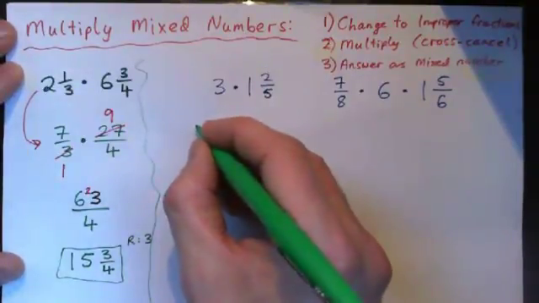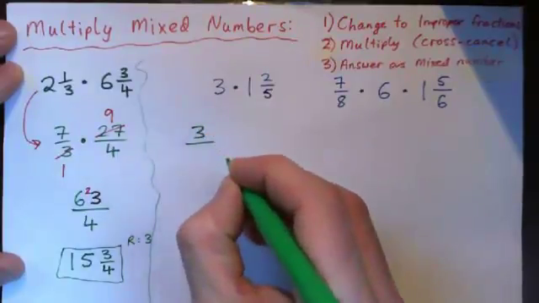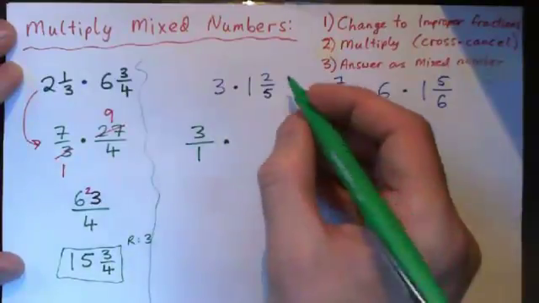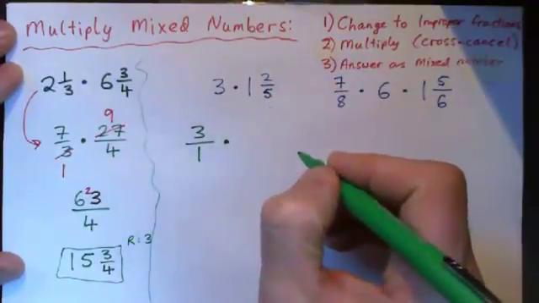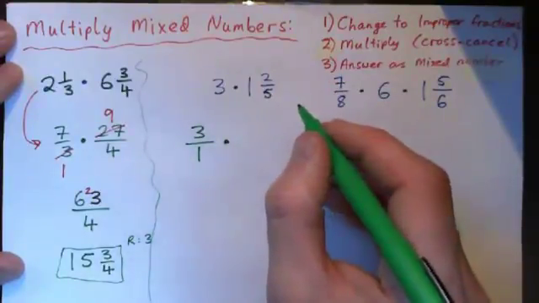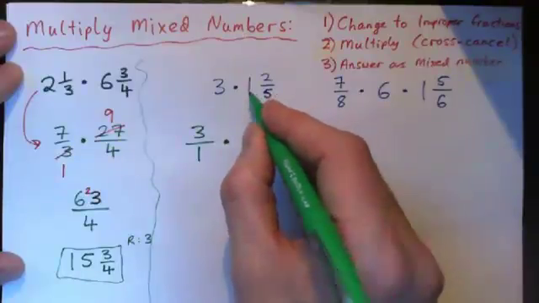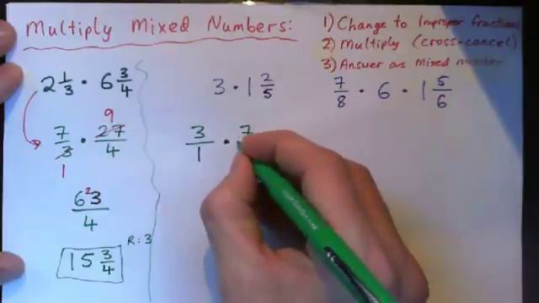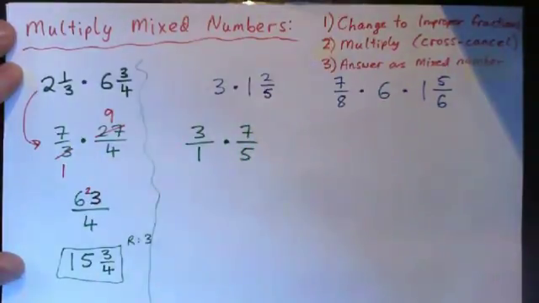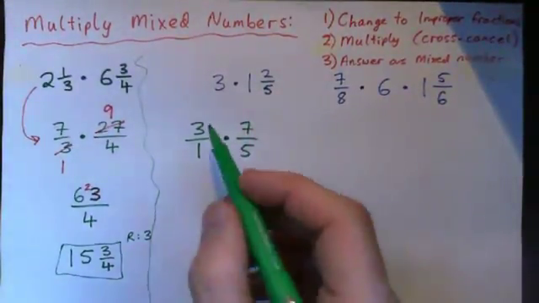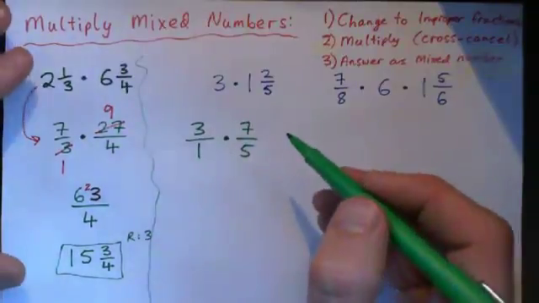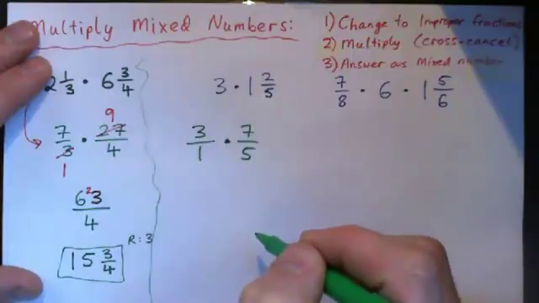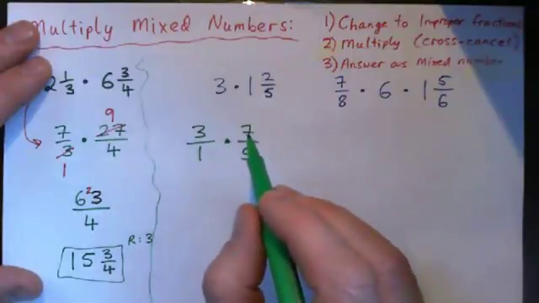It's 3 over 1, isn't it? Multiplied by, and how would you write this guy as a fraction, or as an improper fraction? 5 times 1 is 5, and 5 plus 2 is 7. So that's 7/5, isn't it? Okay, so we don't actually have to do any cross cancelling here, because 5 doesn't go into anything up here, right? So we'll just multiply the tops.